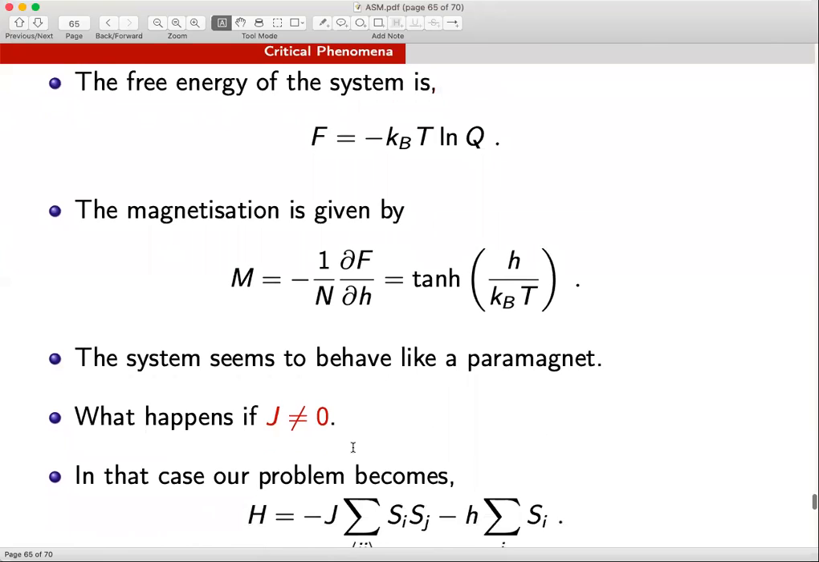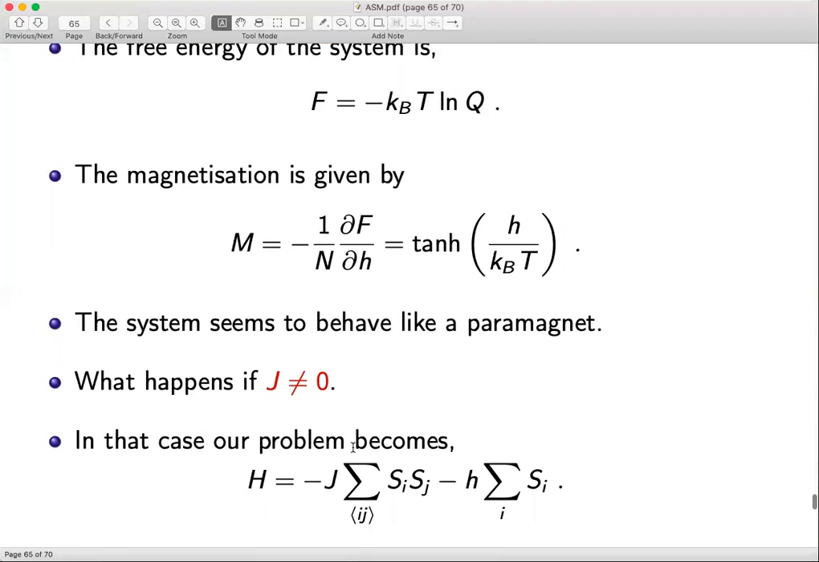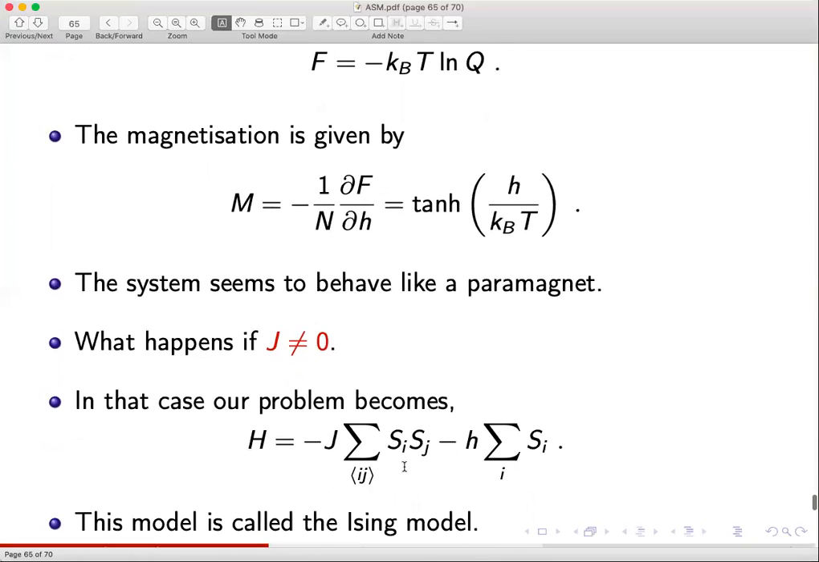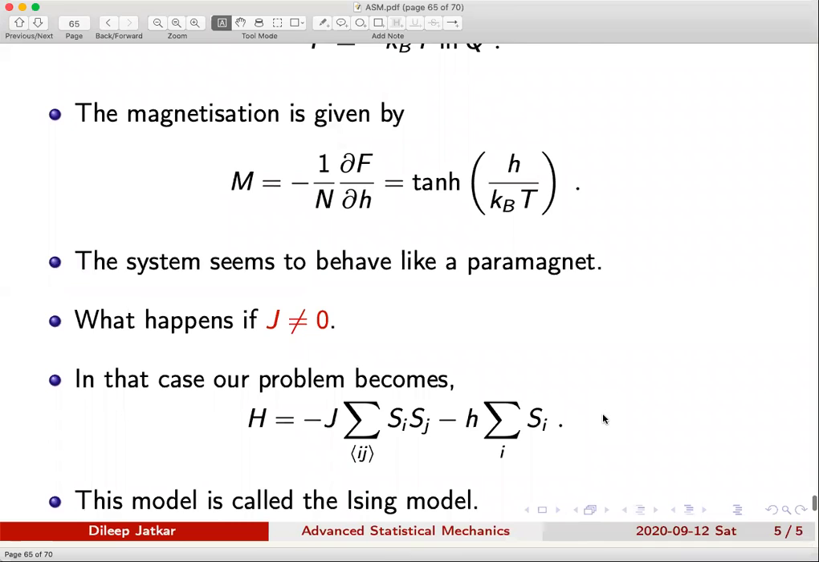We want to ask a question: what will happen if we take J not equal to 0? As soon as you take J not equal to 0, your Hamiltonian goes back to this form, with each site having spin Si taking value plus or minus 1, and a uniform external magnetic field acting on the system. This is a model which is called the Ising model, and what we will do is study the Ising model in the next class.